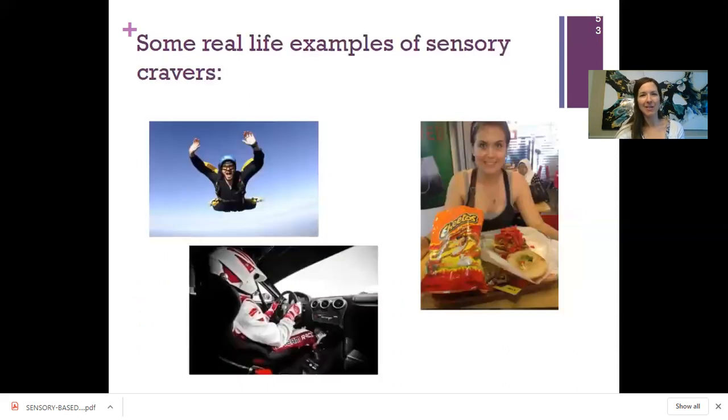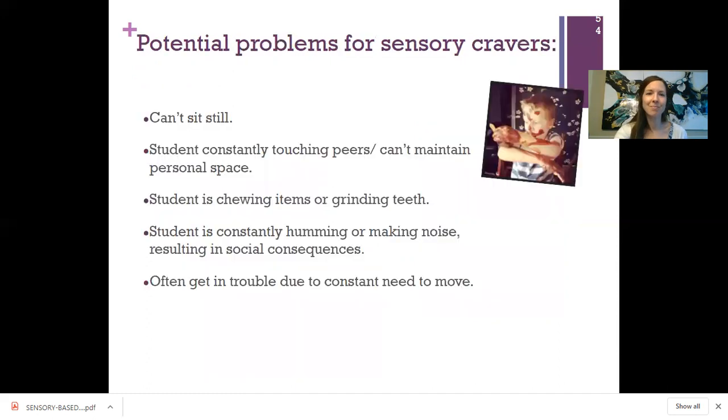Sometimes they get into a little bit of trouble in the classroom if teachers aren't quite sure what's going on. Some real life examples of sensory cravers: as adults, these are your skydivers, your race car drivers, your party animals. This girl is having spicy, hot, crunchy Cheetos on her sandwich. Just the more sensory input, the better.